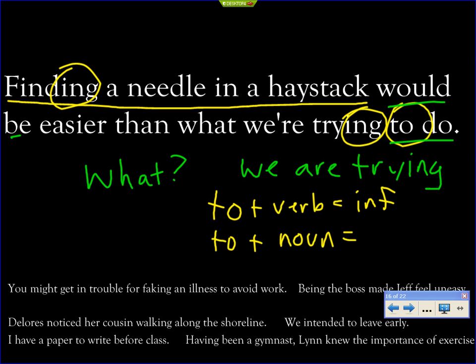Anybody know? That's correct. Prepositional phrase. If that's the truth, then why do I know that to do is an infinitive? Zach, you were saying it.